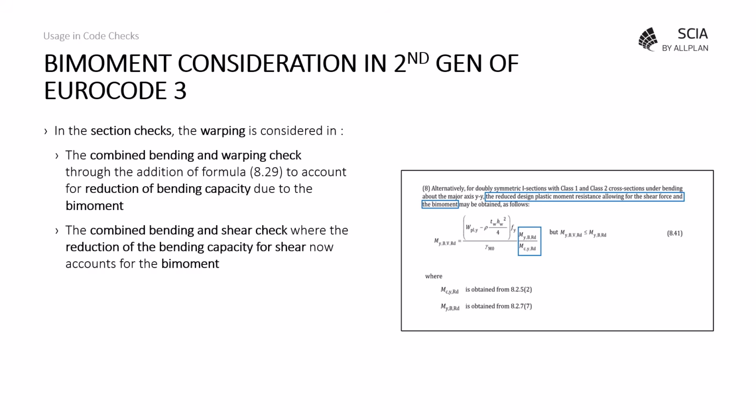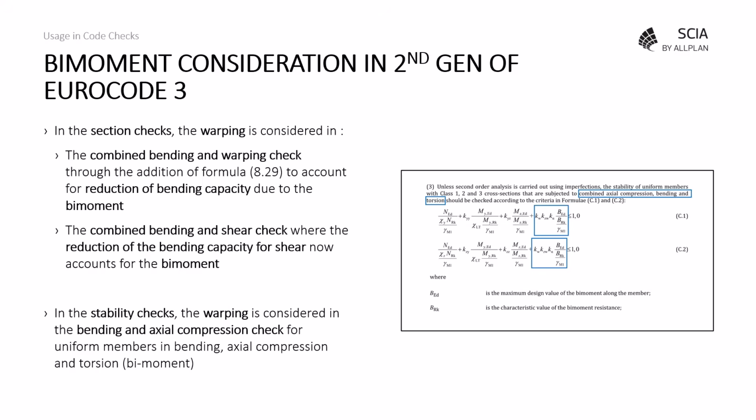And you can see in formula 8.41 that the MyBRd is divided by McyRd to take into account this reduction due to bimoment. And finally, in the stability checks, the warping is considered in the bending and axial compression check for uniform members in bending, axial compression, and torsion. So we can see both formulas C1, C2, where the bimoment BEd and the characteristic value of the bimoment resistance BRk are taken into account.